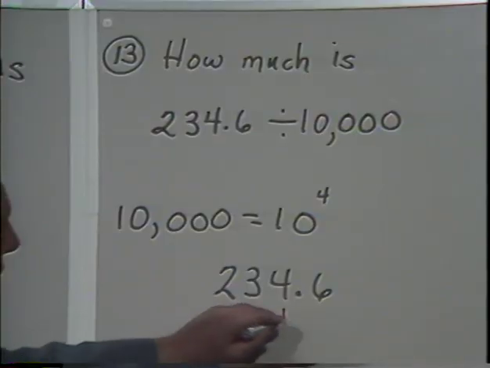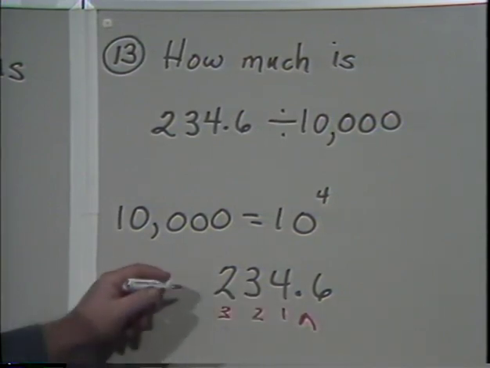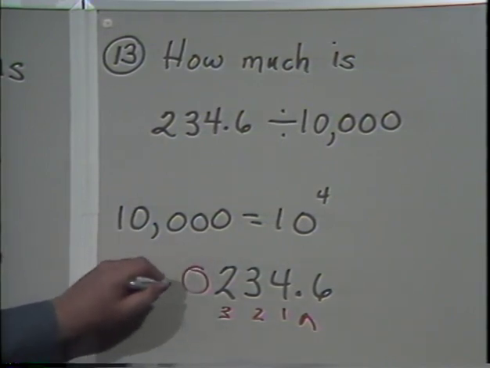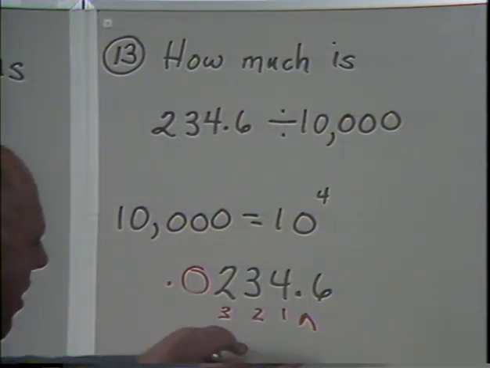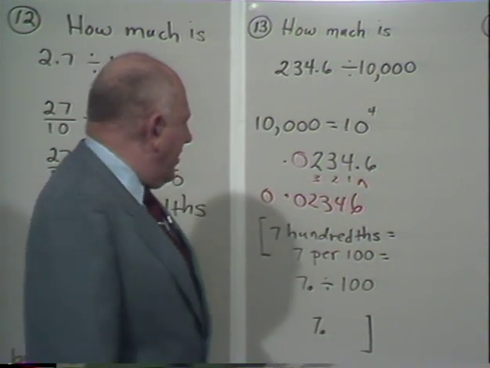So you count 1, 2, 3. See, we're moving it now, so I'll put a caret mark there. Then you say, oops, I've run out of places. Whenever you run out of places, you put in a 0 as a placeholder. So the answer is 0.0234 6. And if you wish, you can put the 0 in here just as an indicator.